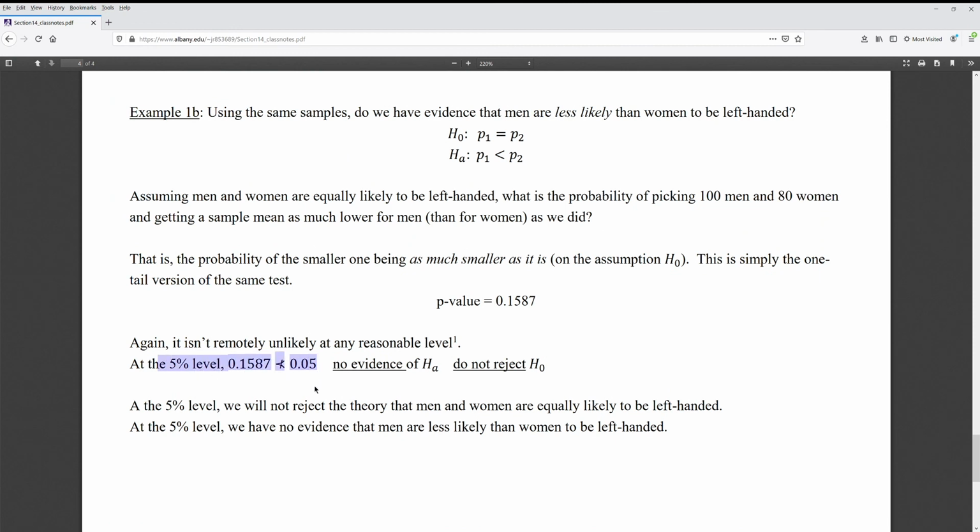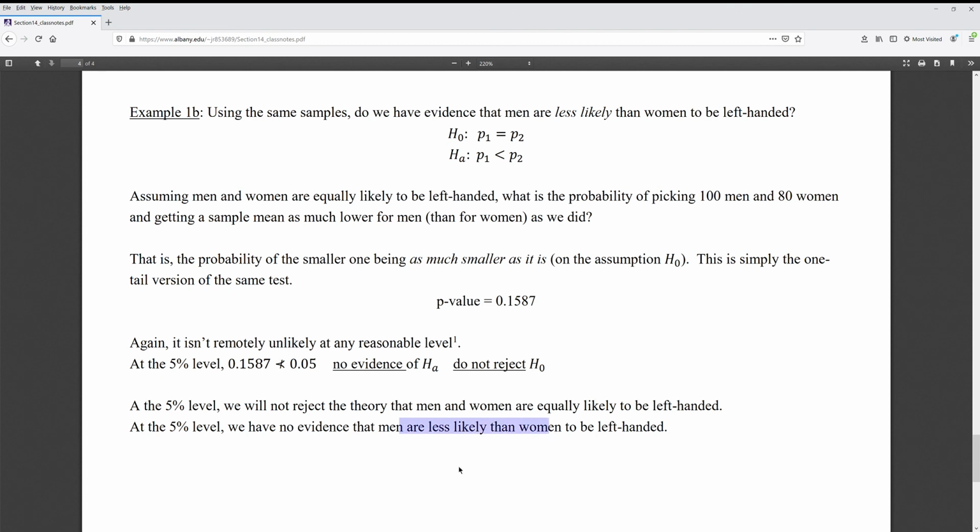It would make a difference at the 20% level, but that's a ridiculous level to be using. You use it when you're asked to use it. But at the 5% level, no, 0.1587 is not less than 0.05. So again, we have no evidence of HA. We're not going to reject H0. In light of the samples we just did, it's still plausible that men and women are equally likely to be left-handed. We do not have evidence that men are less likely than women to be left-handed, HA. At the 5% level, we will not reject the theory that men and women are equally likely to be left-handed. We will not find evidence that men are less likely than women to be left-handed.